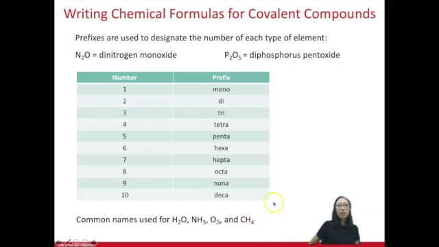So the prefixes are used to indicate how many of the atoms are present, and the prefix is a subscript in the chemical formula. And so this is an example of P2O5. Those are the subscripts, the 2 and the 5. They didn't come from any crossover rule. These are indicating how many atoms are present in this covalently bonded molecule. So diphosphorus, 2 phosphorus atoms, and then pentoxide, 5 oxygen atoms, all bound together, smushed together in covalent bonds.